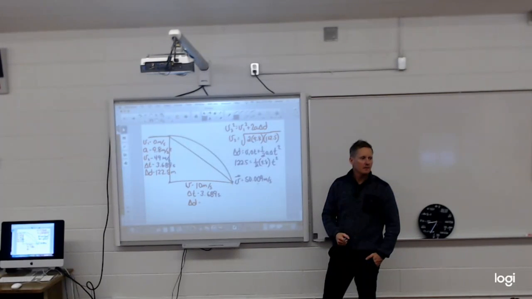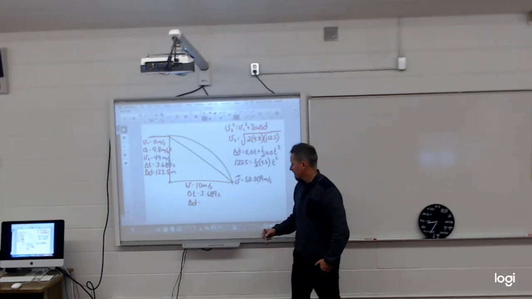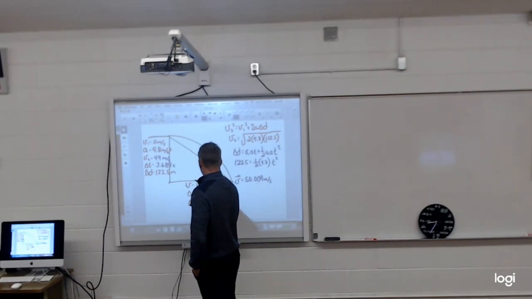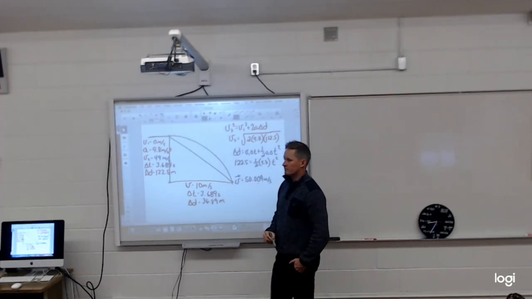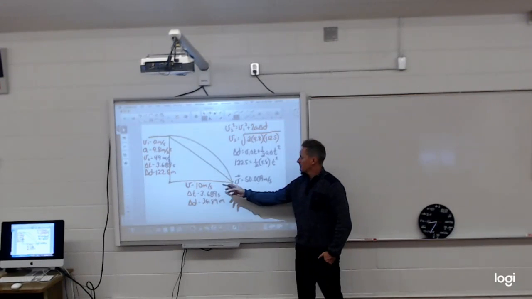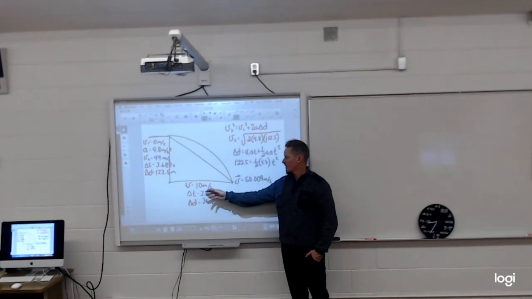Yeah? Right, 36.89 meters. Constant speed times time? Let's see what time it got.